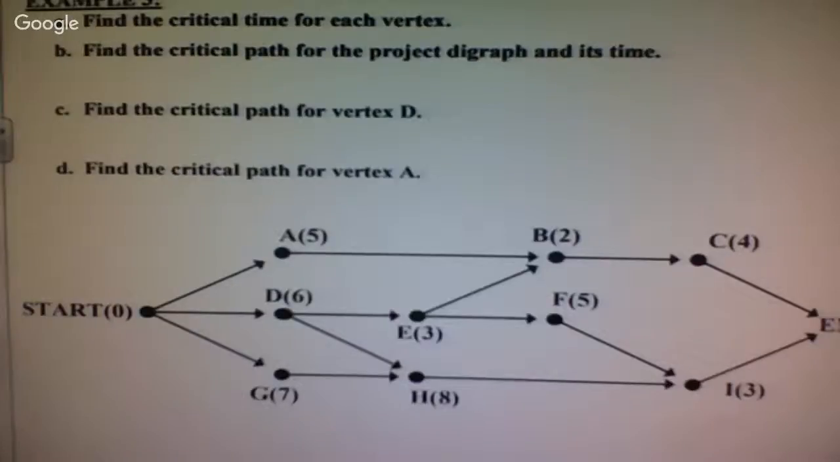One more with me, and then I want you to try the last one on your own, and then we'll go over it. Okay, critical time from each vertex. If I start at C and go to the end, critical time is 4. So you have to start there.